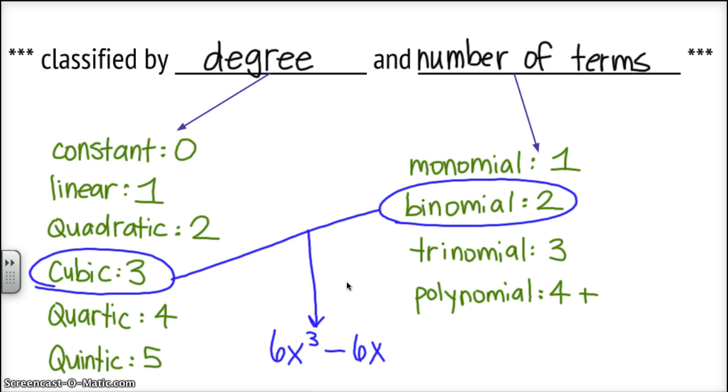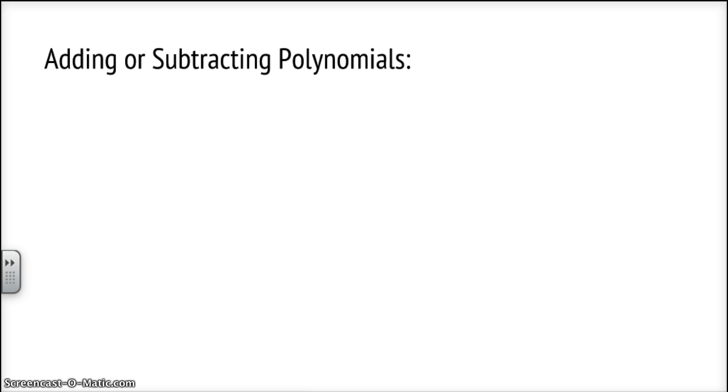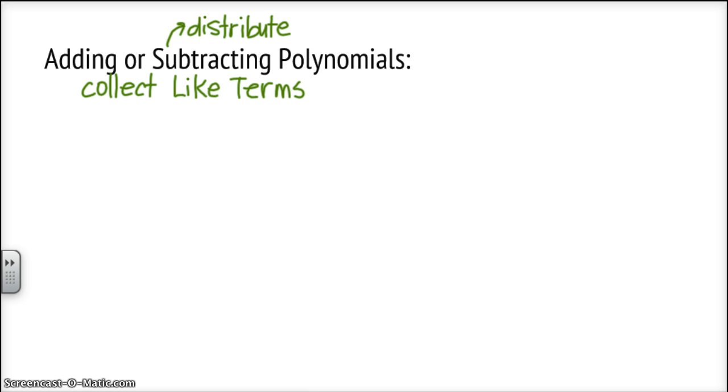Okay. Now we're actually going to do some stuff with these. I want to talk about how to add or subtract these. To add or subtract polynomials, what we do is we look at collecting our like terms. It's all about, can you collect like terms? Now, when you are subtracting, you also have to remember to distribute. It's a lot like when we were adding or subtracting complex numbers. Okay. So let's look at 2 examples.